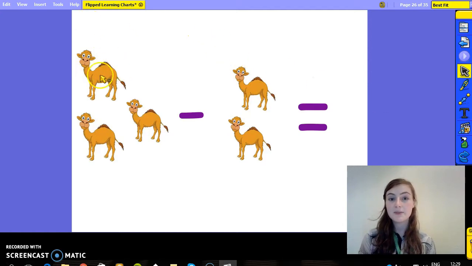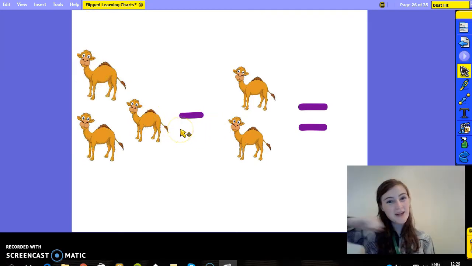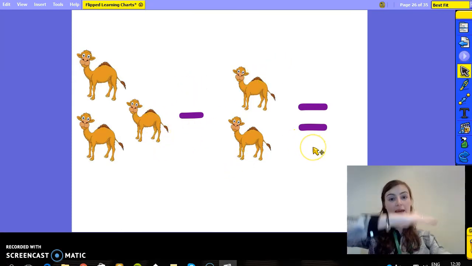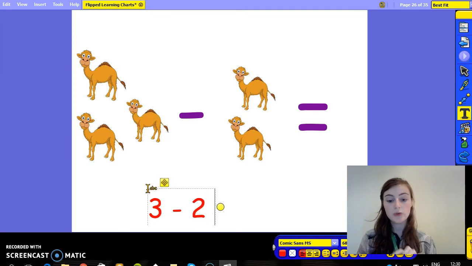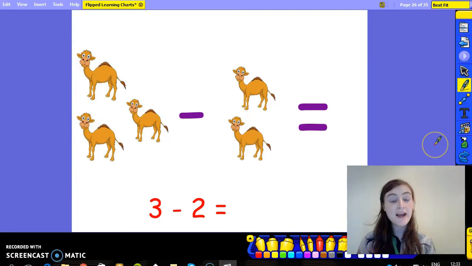Here we have some camels. 1, 2, 3. Do you remember what this sign means? It's take away. Well done. Take away 1, 2 equals. Let's write that as a number sentence. 3 take away 2 equals. There we go. Now that we've written our number sentence, 3 take away 2 equals, we can use the pictures to help us solve the answer.